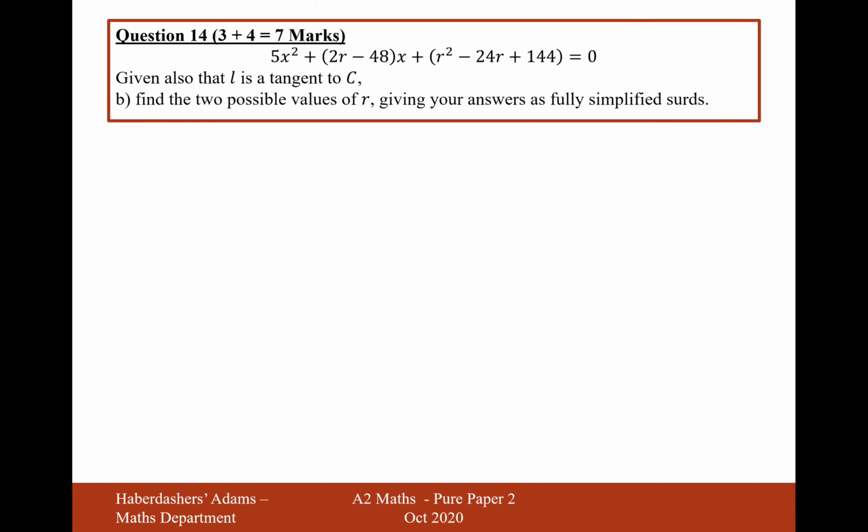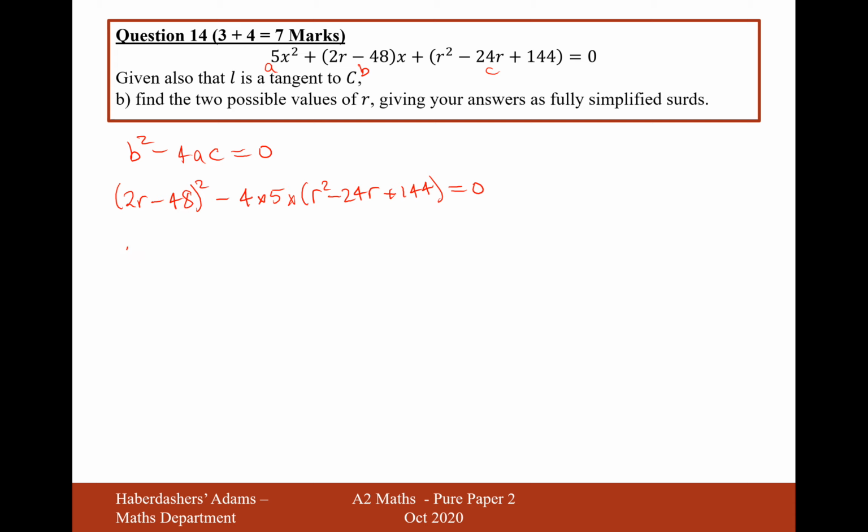Given that L is a tangent to C, find the two possible values of r, giving their answer as a simplified surd. Now if it's a tangent, we want to set up b squared minus 4ac equals 0. So even if you couldn't do part A, give part B a go. This one's going to be b, this one's going to be a, this one's going to be c. So it's going to be (2r minus 48) squared minus 4 times 5 times (r squared minus 24r plus 144) equals 0. b squared minus 4ac equals 0, so that's why it's equals 0 afterwards.